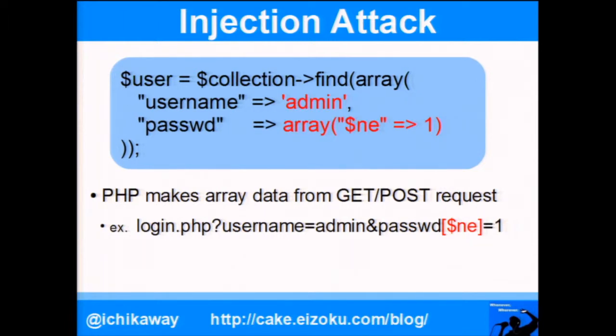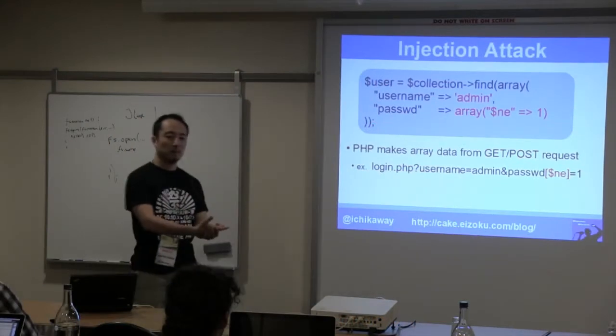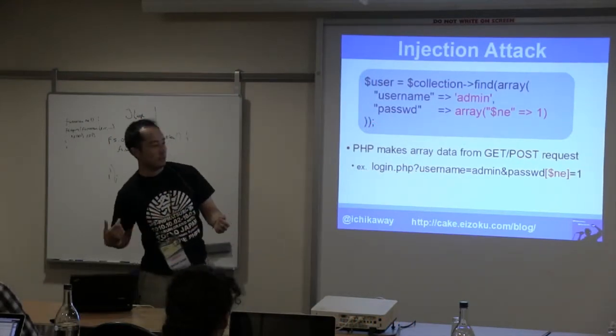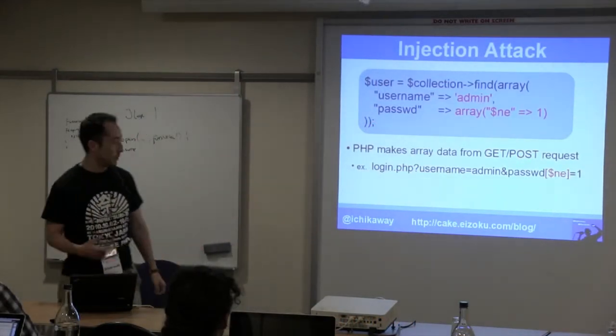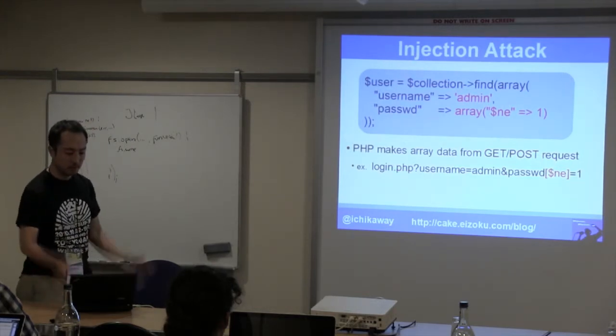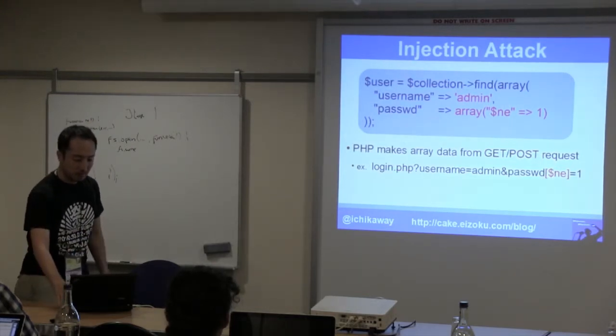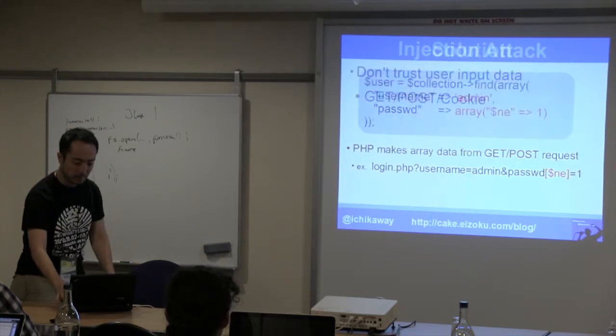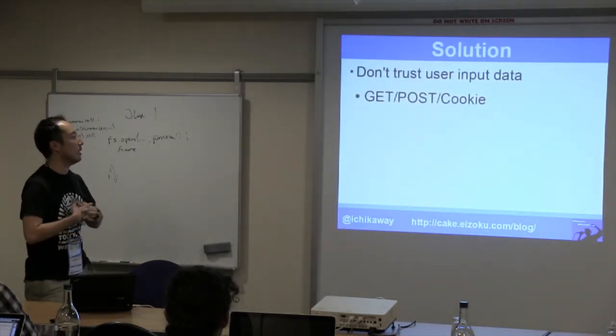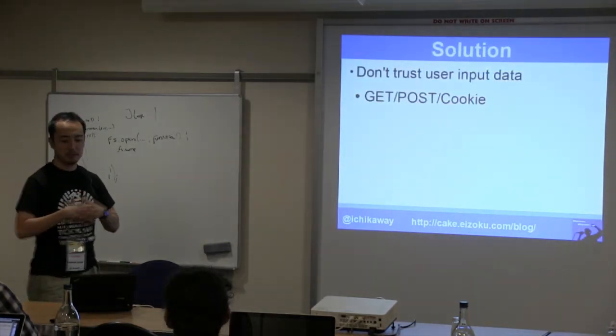Then PHP makes an array and sets it here. So this request makes a password-not-equal-1 condition. So the attacker can set a Mongo operator through the request. That's the reason only PHP matters. Okay, solution. Of course, don't trust user input data.